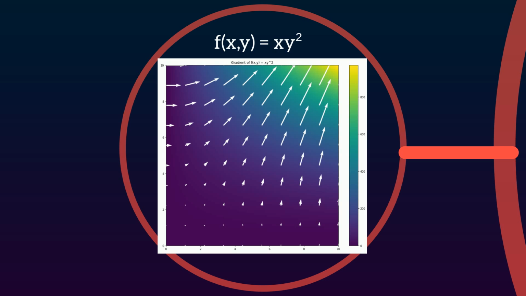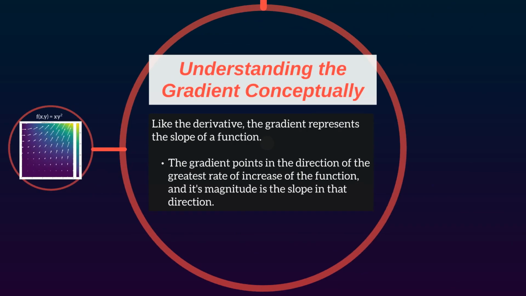But in general, if we go back to our conceptual understanding here, the gradient is going to point in the direction of the greatest rate of increase of the function, and its magnitude is the slope in that direction. The direction is going to be key, and the magnitude comes into play as well, but mainly we want to know what direction to head in to increase or decrease the loss in the context of machine learning.